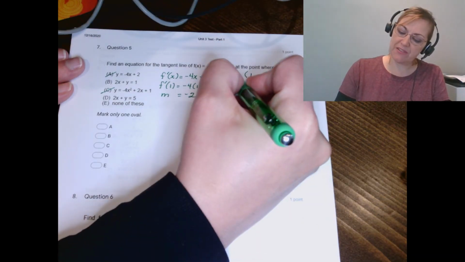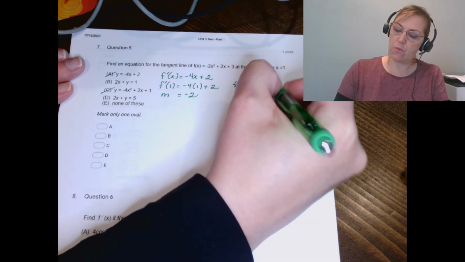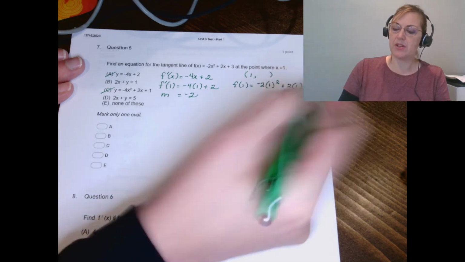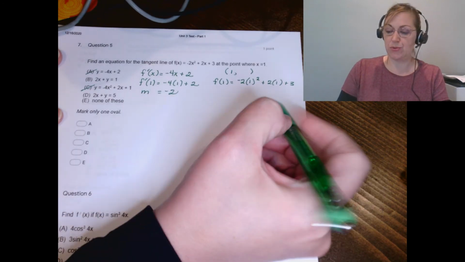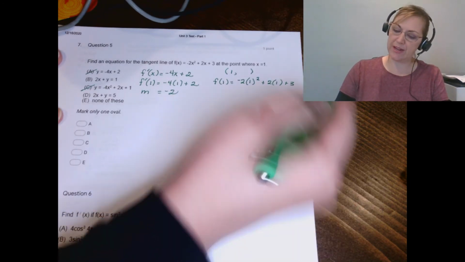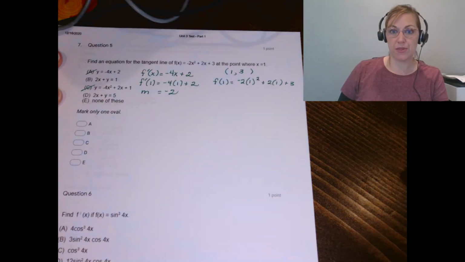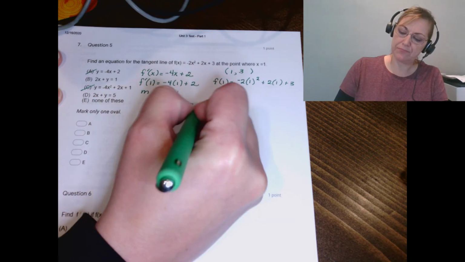Now we need the point when x is 1. We have to plug this into the function. So I've got negative 2 times 1 squared, plus 2 times 1, plus 3. So that's negative 2 plus 2, which is 0, plus 3. So I'm working with the point (1, 3). We'll go ahead and put that in the equation of a line.